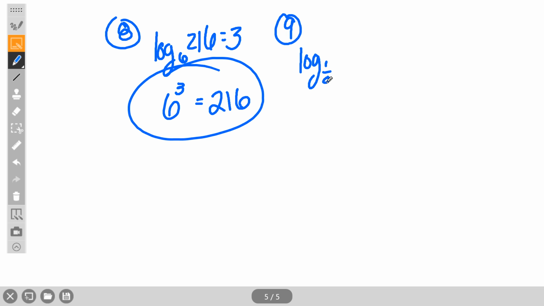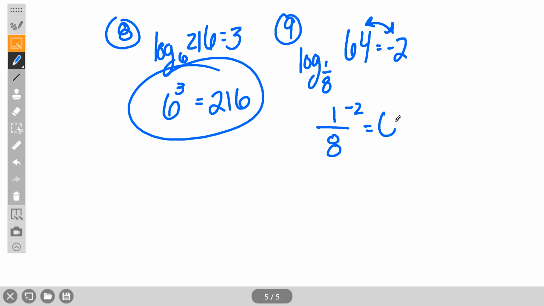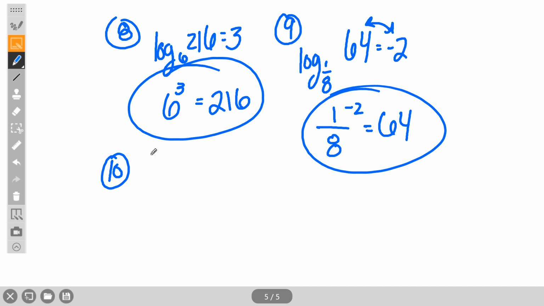Log base 1 over 8 of 64 is equal to -2. So 1 over 8 remains the base, except it's the base of the exponent, and now these two switch places, so -2, and that's equal to 64. So 1 over 8 to the -2 power is equal to 64.